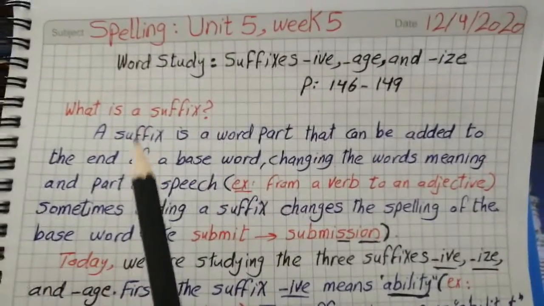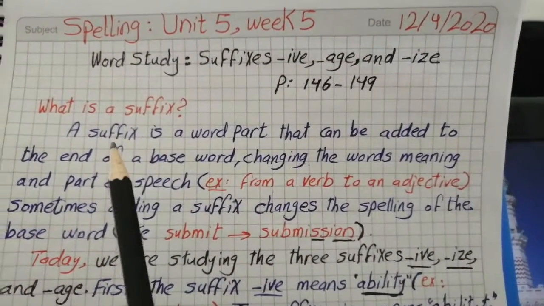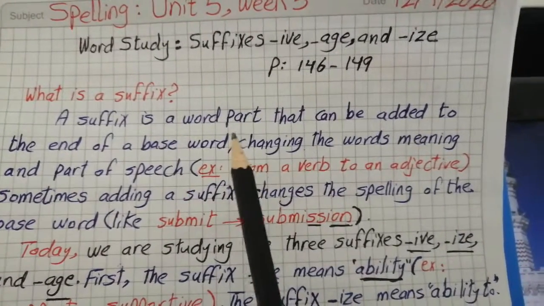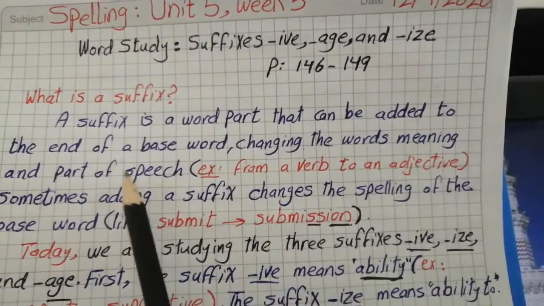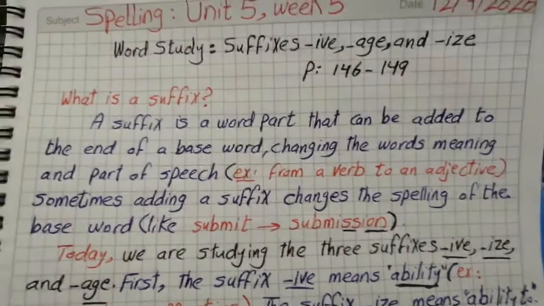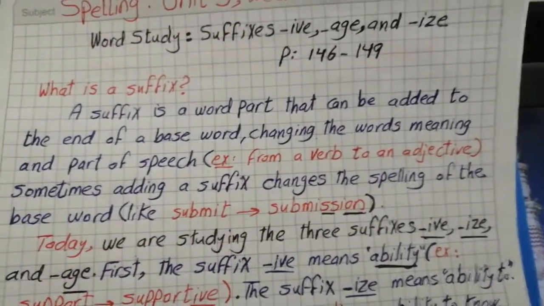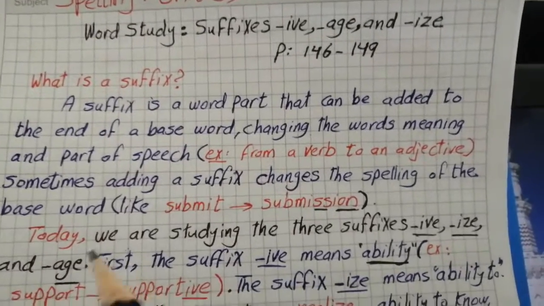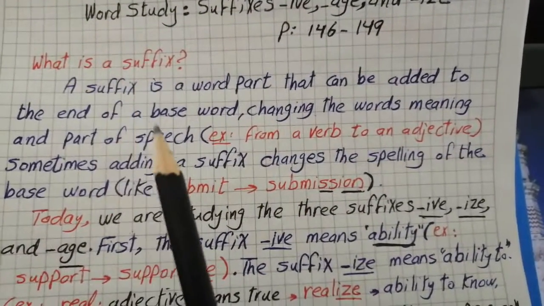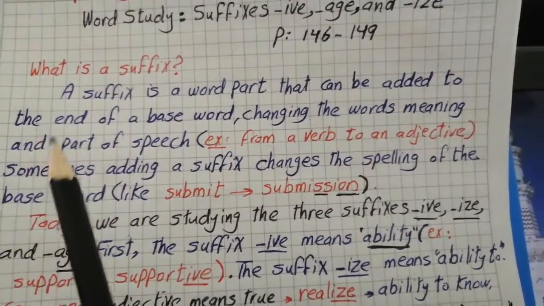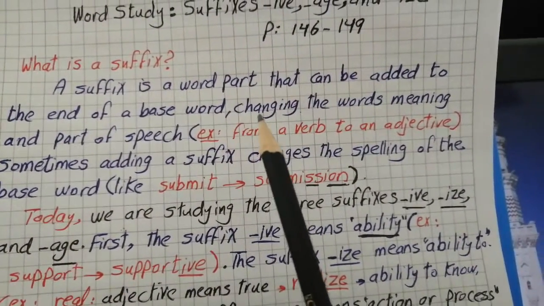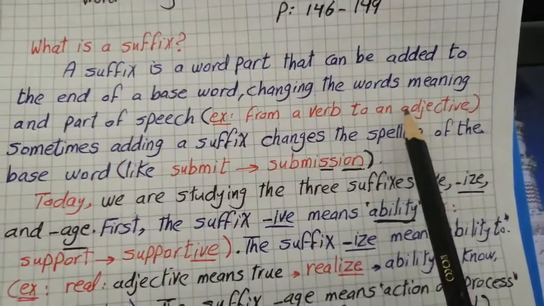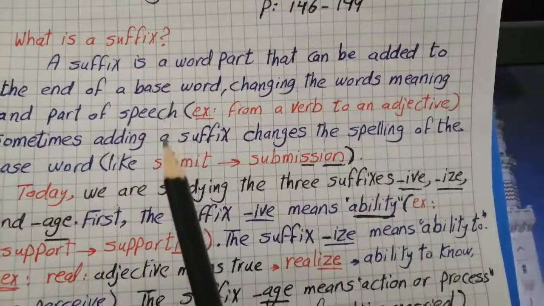First of all, what is a suffix? A suffix is a word part that can be added to the end of a base word, because we have something else called the prefix. A prefix is added at the beginning, or at the front of the word, but the suffix is added to the end of a base word. When the suffix is added, it changes the word's meaning or the part of speech.